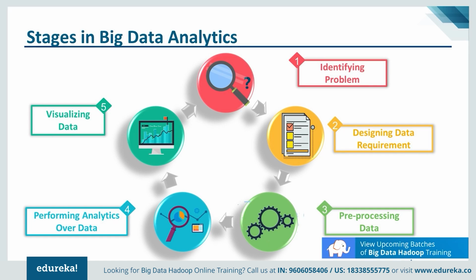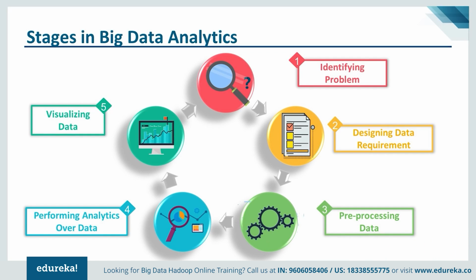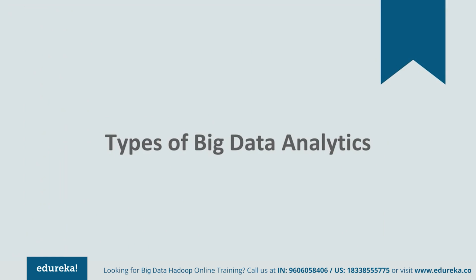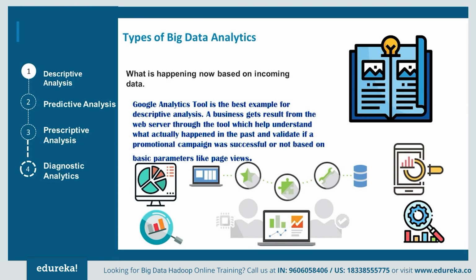So in the visualization of data stage, you will basically visualize the data using tools like Tableau, AngularJS, but the visualization of data will only take place in the end. So these are the basic 5 stages in this entire procedure. Now that you've understood this, let's move forward and understand what are the different types of big data analytics. There are 4 basic types. One is descriptive analytics, second is predictive analytics, third is prescriptive analytics, and fourth is diagnostic analytics.